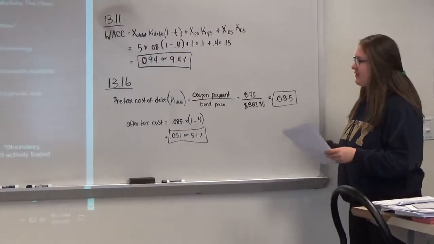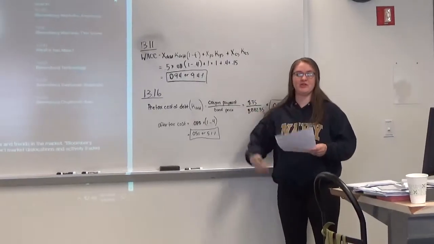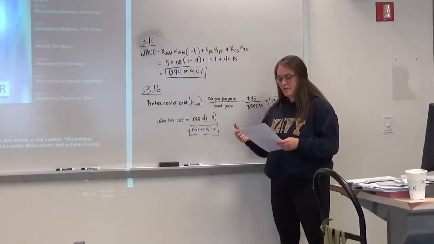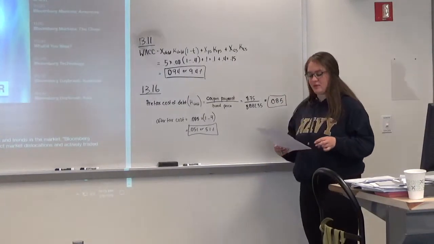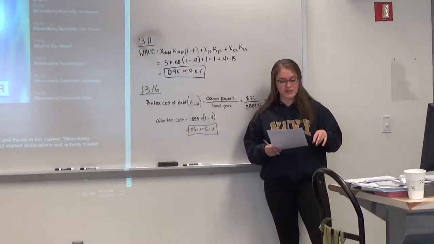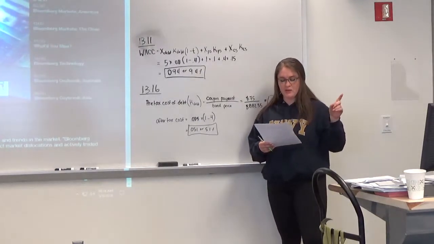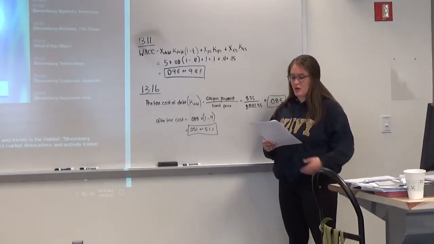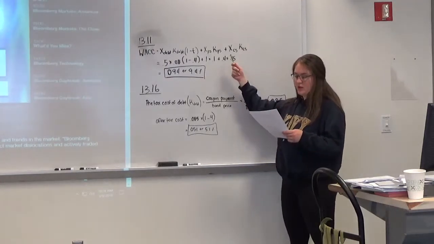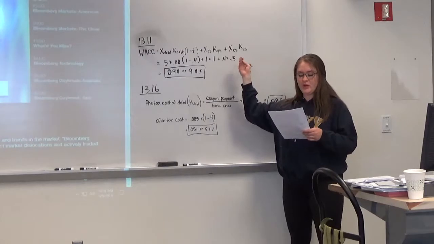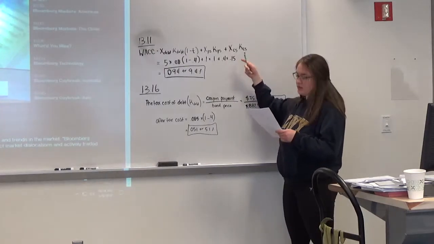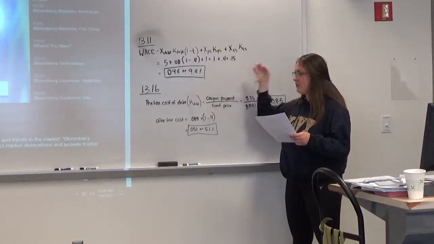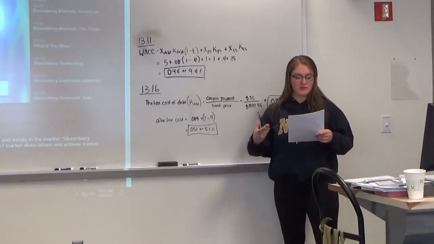All right, so for 1311, we're looking for the weighted average cost of capital for the company that we're using. What we're doing is taking the debt times the investor required return, multiplying that by 1 minus the tax rate, and then adding the preferred stock times its investor required return, and then the common stock times its investor required return. What we end up getting for the answer here is 9.4% for the weighted average cost of capital.